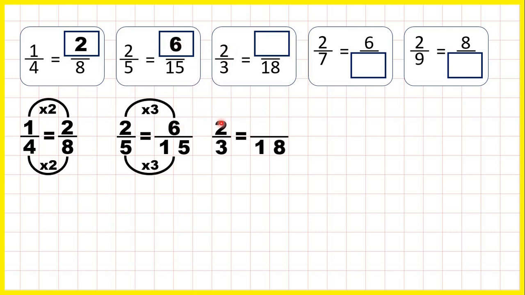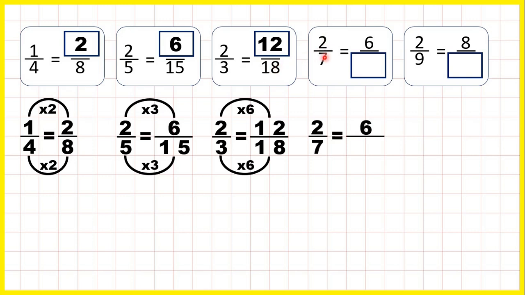Now we have 2/3, and we need an equivalent fraction with a denominator of 18. Now 3 times 6 is 18. What we do to the denominator, we do to the numerator as well, and 2 times 6 is 12. So 2/3 is equivalent to, or is the same as, 12 over 18.